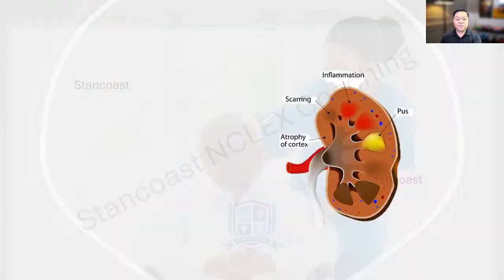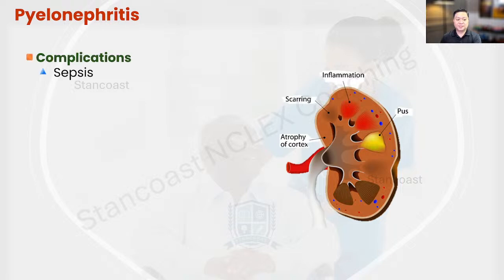Now, we're going to talk about the complications here. And one of those complications is sepsis. This is the main issue that we need to keep an eye out for because, again, the bacteria has already spread into the bloodstream, and this will cause the systemic inflammatory response. Okay, so this is no joke. This is a time when the patient's vital signs will get a little bit wonky.